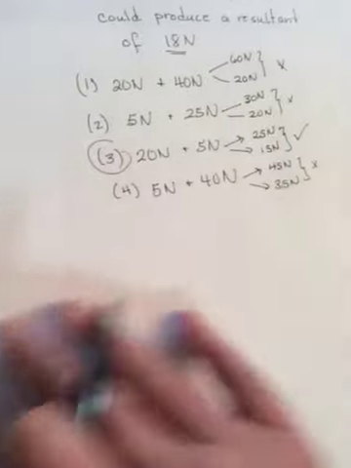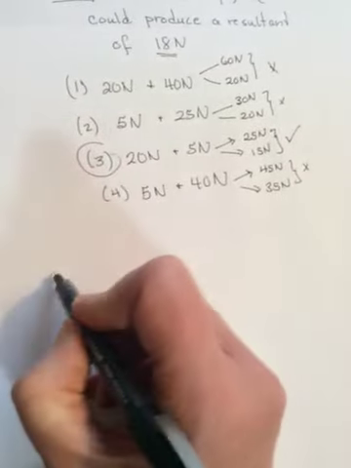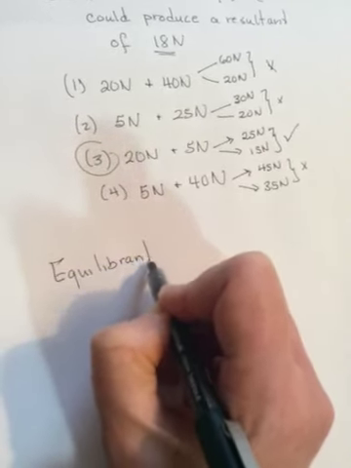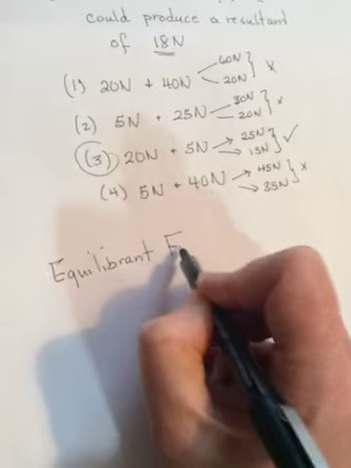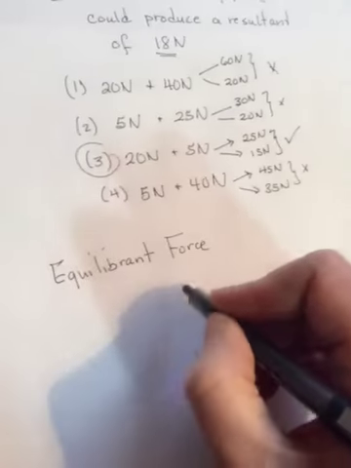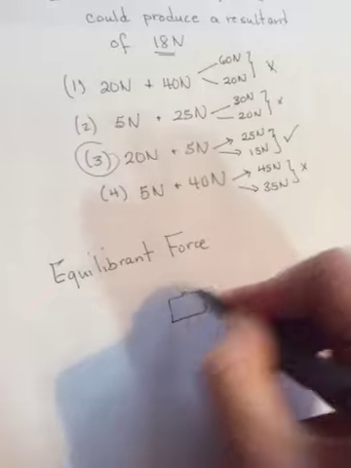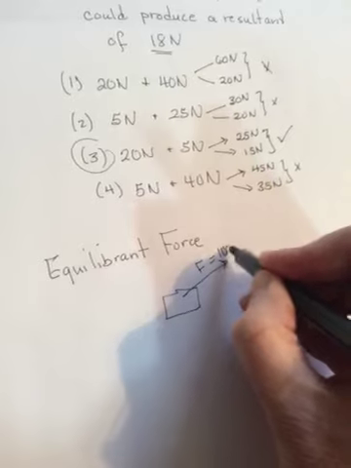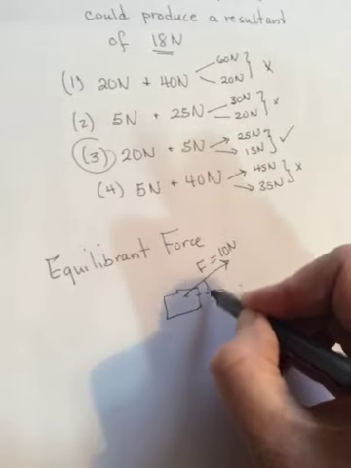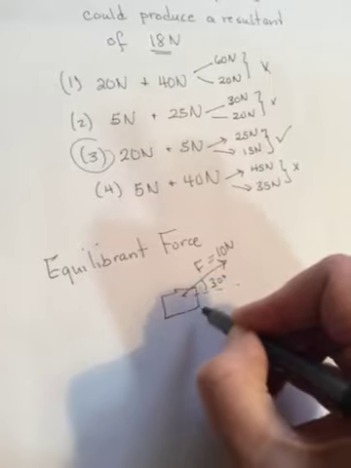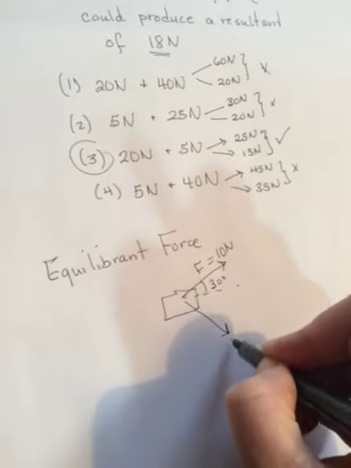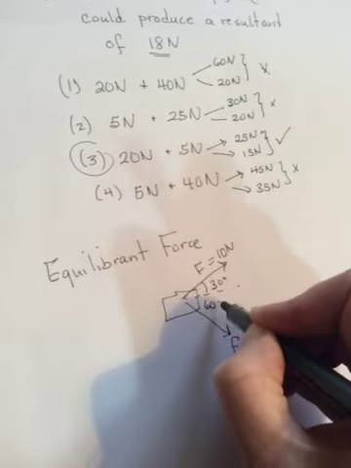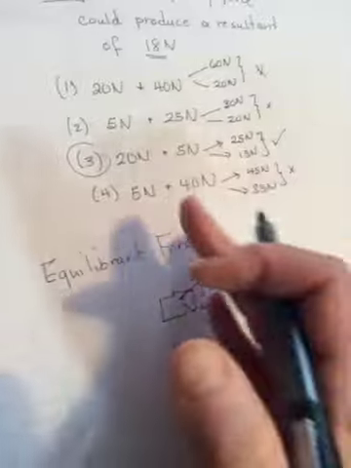Alright, one last definition, and that last definition is called the equilibriant force. Equilibriant force. Okay, so to imagine this force, think about a box or something, and imagine you're pulling with a force of 10 newtons at an angle of 30 degrees, let's say. And someone else is pulling this way, and maybe their force is 20 newtons, and their angle is 60 degrees.